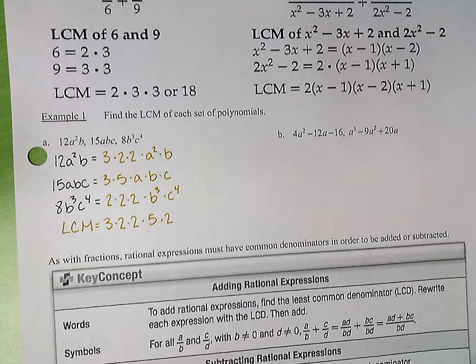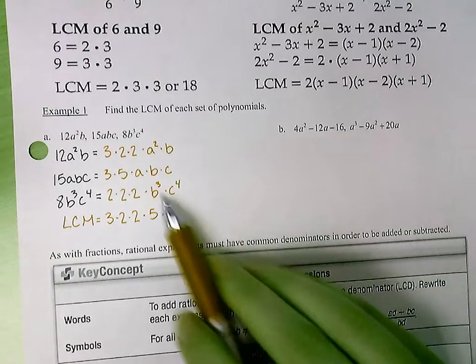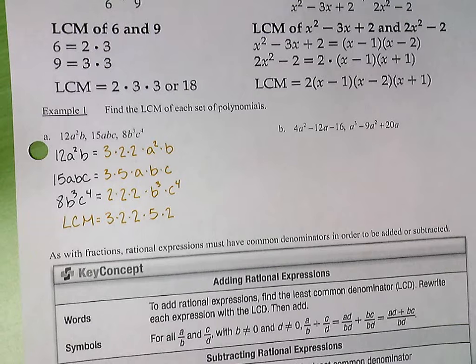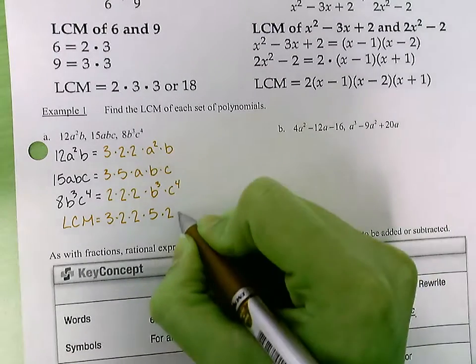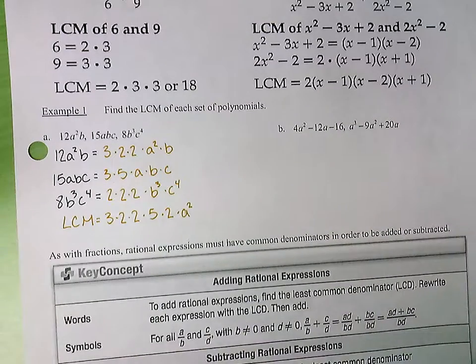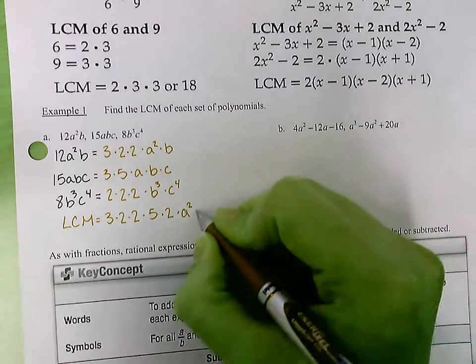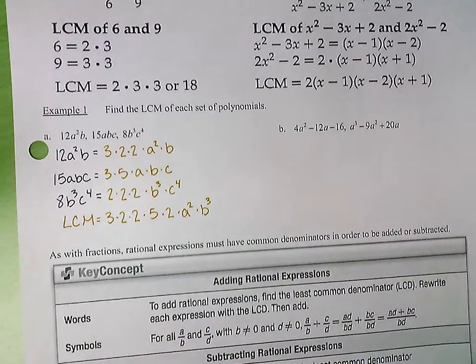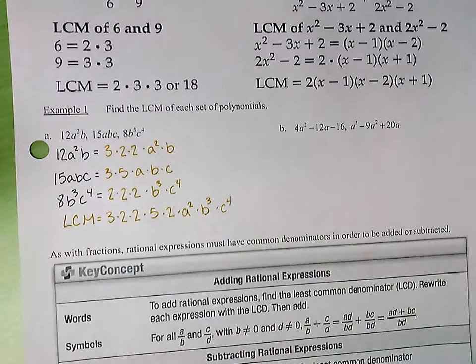Next I can do the variables. For the variables, I like to leave those squares and to the third or to the fourth there because you want to pick out the one with the highest exponent for your least common multiple. So it's always the one with the highest exponent. For your a's, that would be a squared. For b, these both have 1, but this one has 3, so that would be b cubed. And then c would be c to the 4th, since that is your highest exponent for that one.